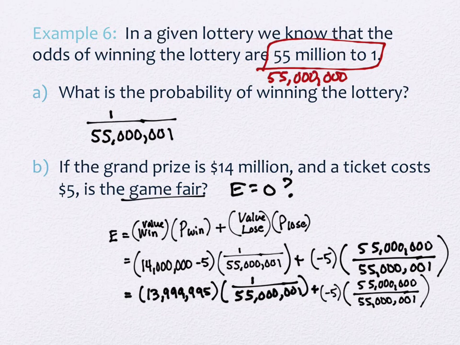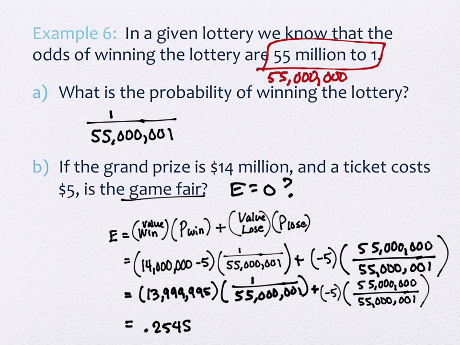So if I do 13,999,995 times 1 over 55 million and 1, I have 0.25 for the first piece. Did you guys get 0.25? Okay, good. Approximately. I'll keep more decimals than that, but that's the approximation. So I have 0.2545. Eventually I'm going to do this in terms of money, so 4 decimals is probably plenty for now.